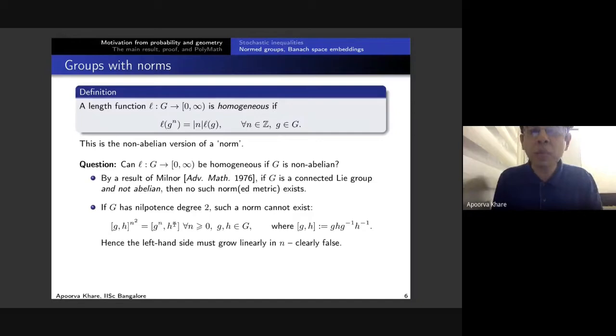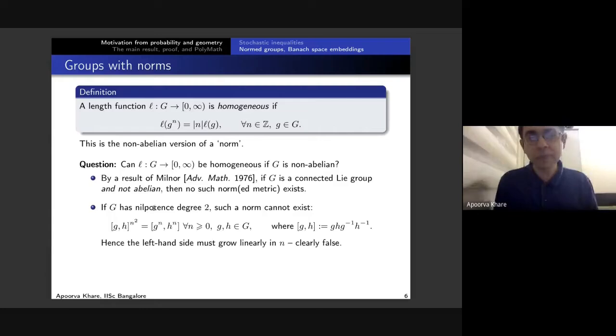And it is supposed to equal the length of the left-hand side, which grows quadratically. How can that happen unless the length is zero? But the length is zero means that this commutator must be one, because the only element whose length is zero is the identity. If the commutator is one, then G and H commute. So basically, if you had two non-commuting elements, then this cannot hold. And so such a norm cannot exist because G is nilpotent of degree 2.